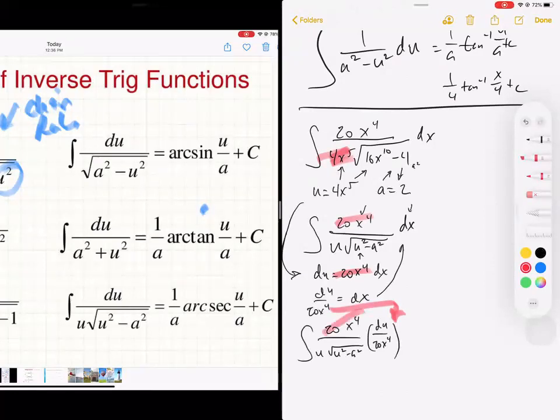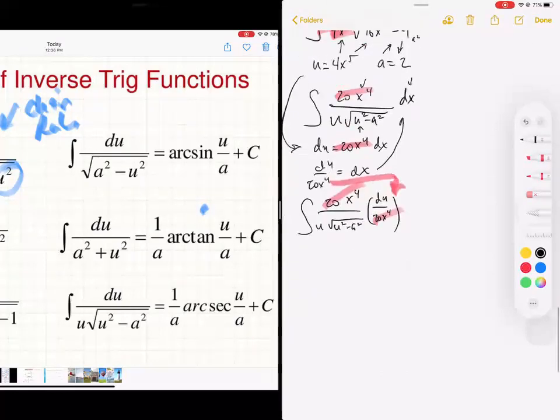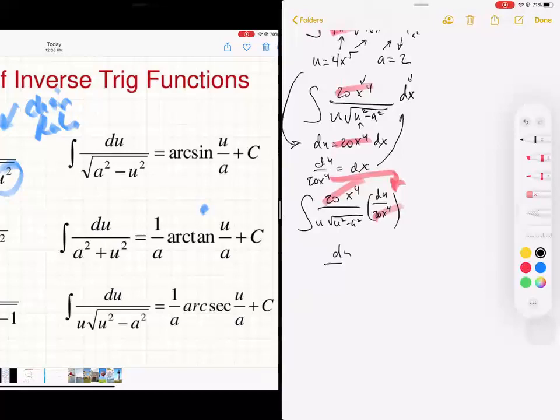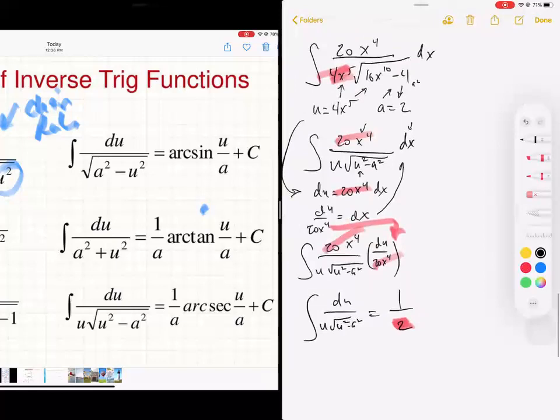And lucky for us, it simplifies out. And we end up with exactly the identity that we were hoping for. Du over u square root of u squared minus a squared. No leftover constants, no leftover x's. And this is a straight identity from our secant identity. Equals 1 over a. What's a? A was the number 4, I think, right? Oh, 2.